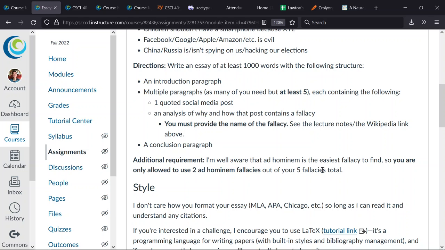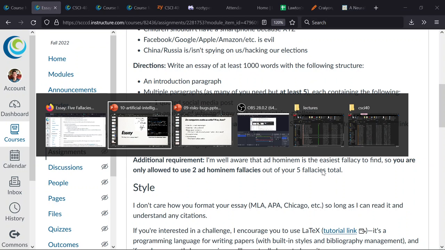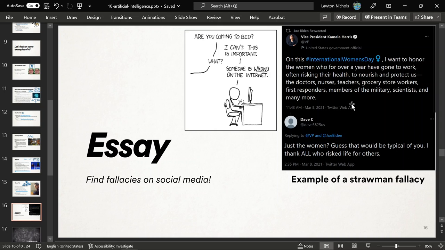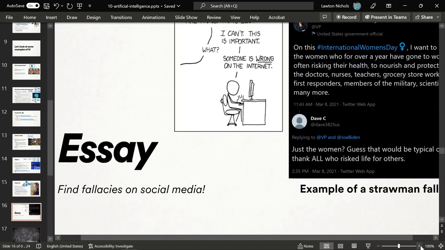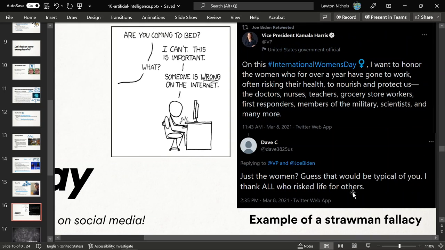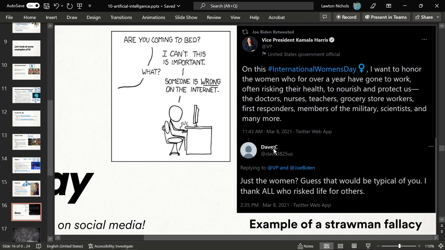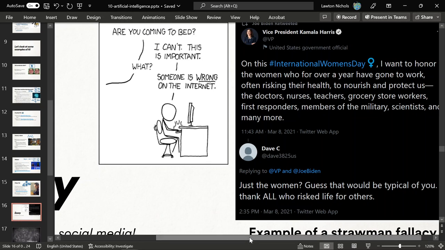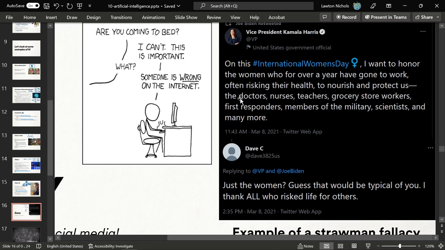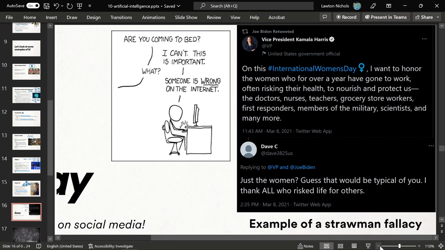Does that make sense? So you're finding fallacies on the internet. And so here's an example of one that I found just pretty easily. A lot of the time you can go and search for a politician's Twitter and just look at the comments or look at their own words. So here is an example of a straw man fallacy on Twitter. The vice president last year was congratulating women on International Women's Day. I want to honor the women who have been working, because this was the middle of the pandemic, right? Risking their health to protect us, blah, blah, blah.